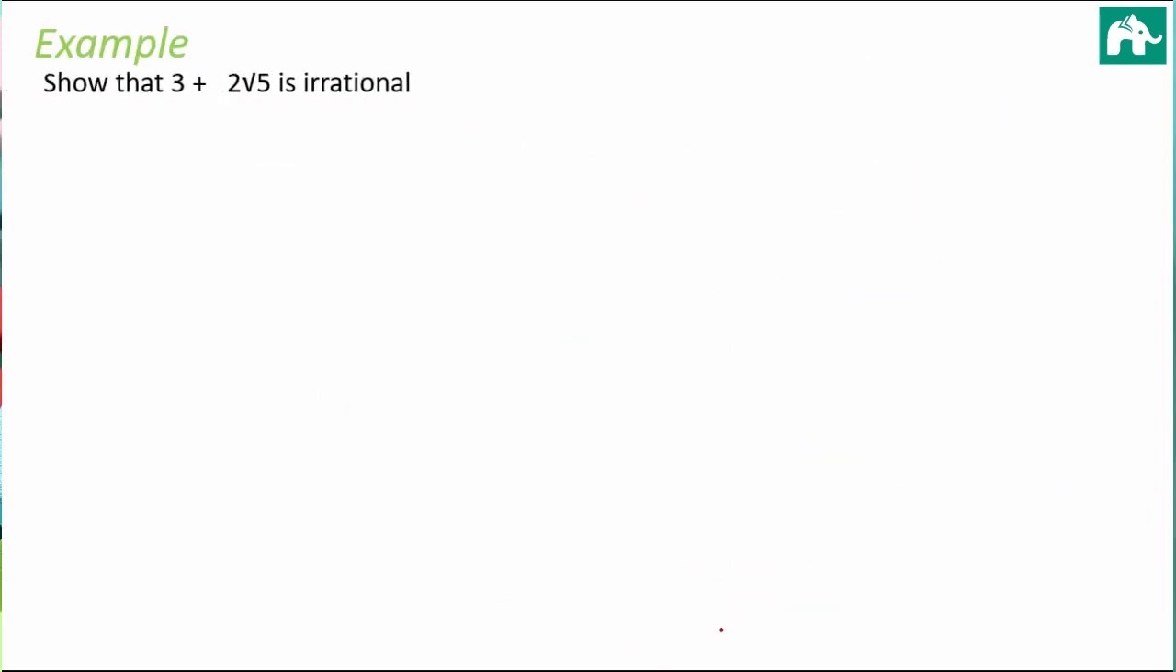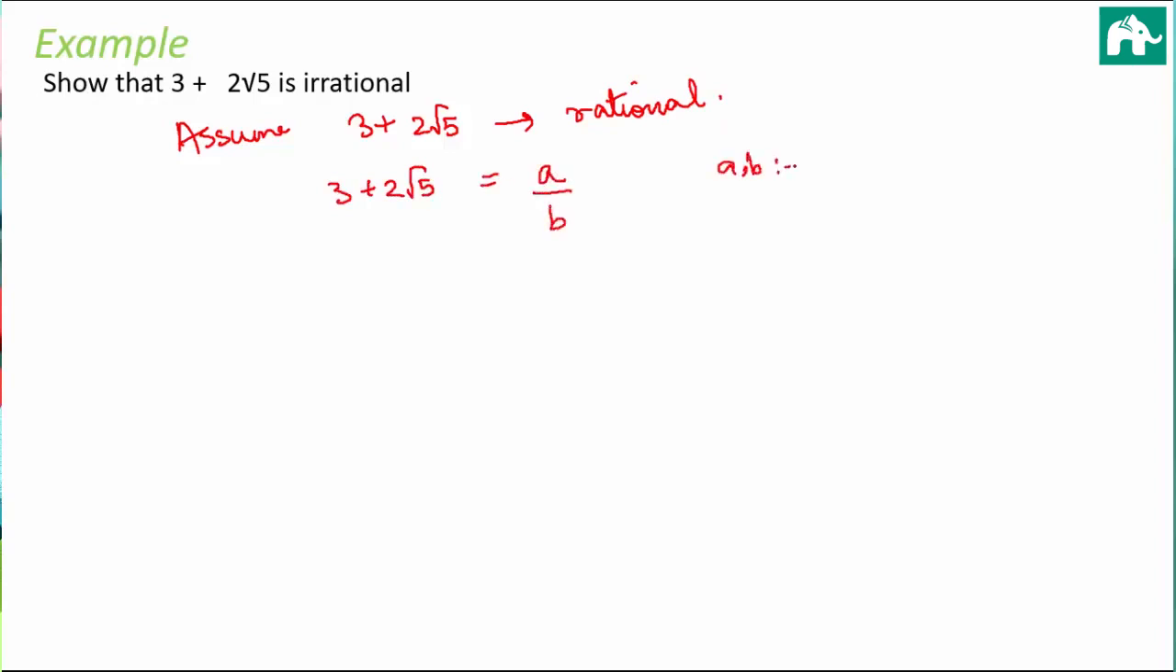Let us try one more question. We have to prove that 3 plus 2 root 5 is irrational. You may get many such questions where you get a combination of rational and irrational numbers, and you have to prove that it is irrational. So here also let us assume that 3 plus 2 root 5 is rational. Since we have assumed this, 3 plus 2 root 5 can be written as a by b, where a and b are co-prime.